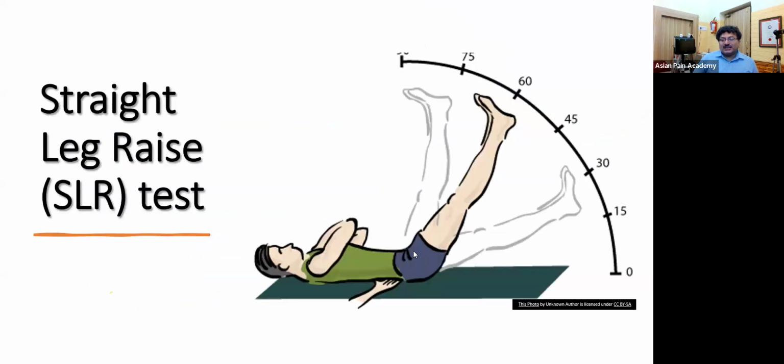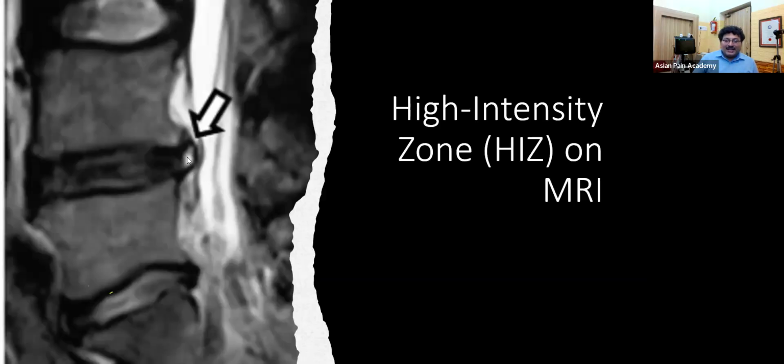So SLR is the test for radiculopathy. Whenever we ask the patient to increase the angle of the leg, and within around 60 degrees the pain of the limb appears, it is known as SLR positive, and it is usually found in radiculopathy. High intensity zone is a pearly white spot in the posterior part of the annulus. When it is seen, it could be suggestive of discogenic low back pain.